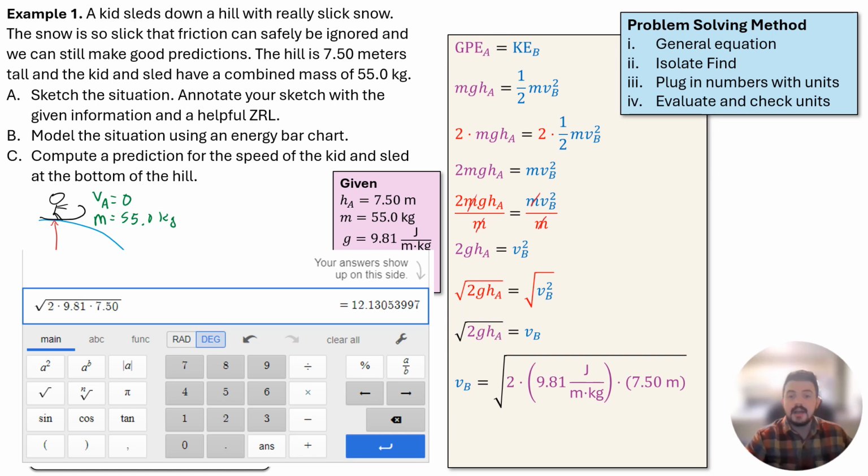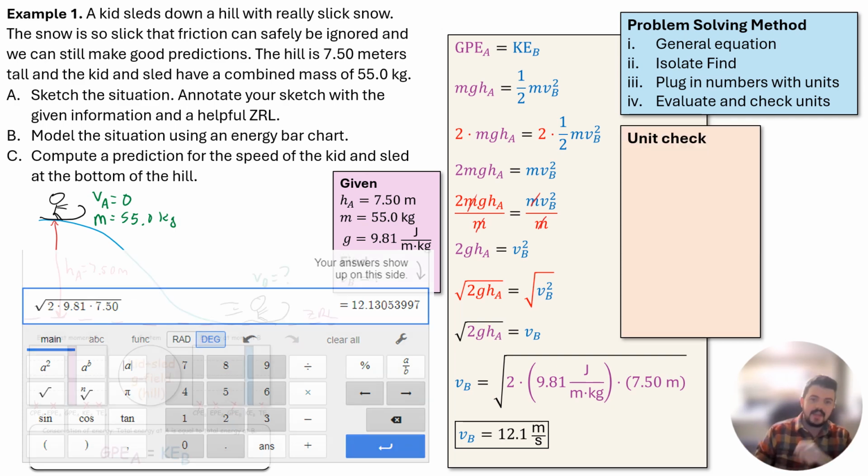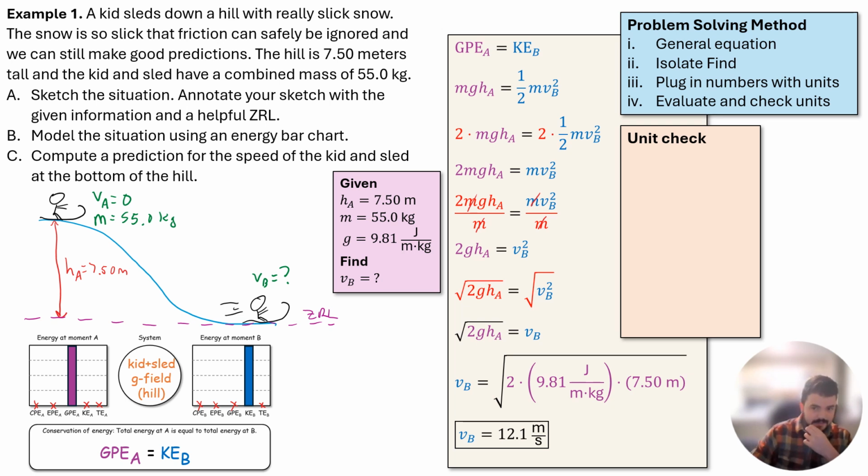Each number in my calculation has 3 sig figs, and 2 is exact. So I should round my final answer to 3 significant figures, put a box around it, and say that speed is 12.1 meters per second. I know it's meters per second because I've been working in SI units, so I should get the SI units for speed. But I do want to double check that. So let's do a unit check real quick.